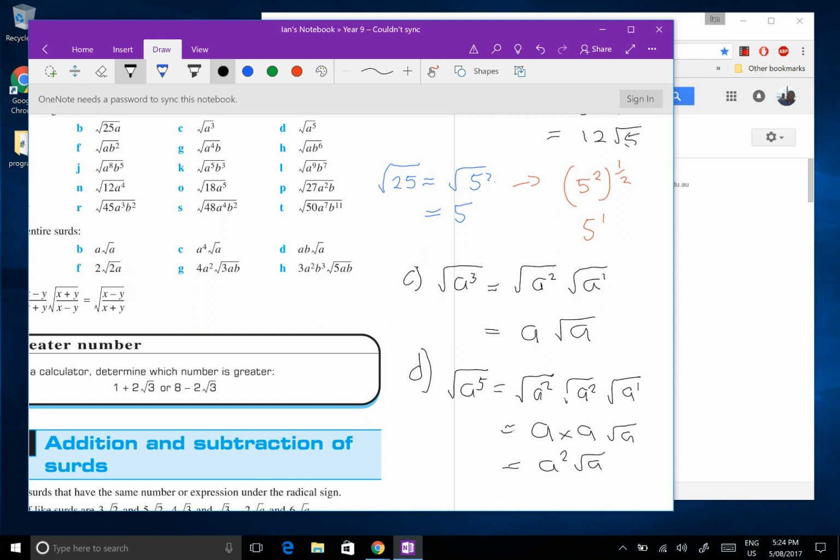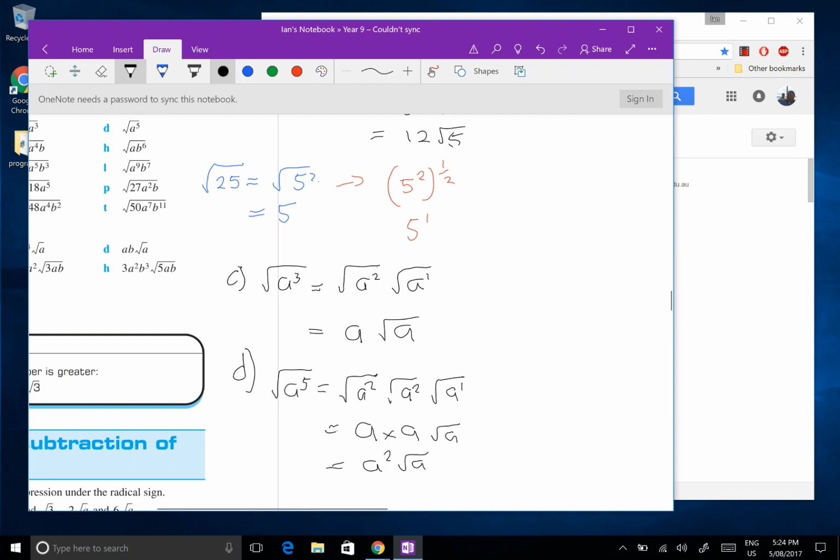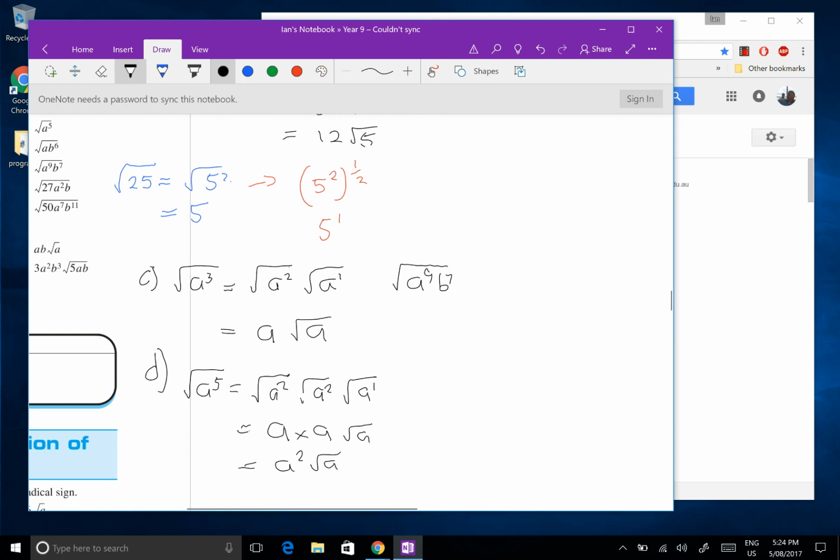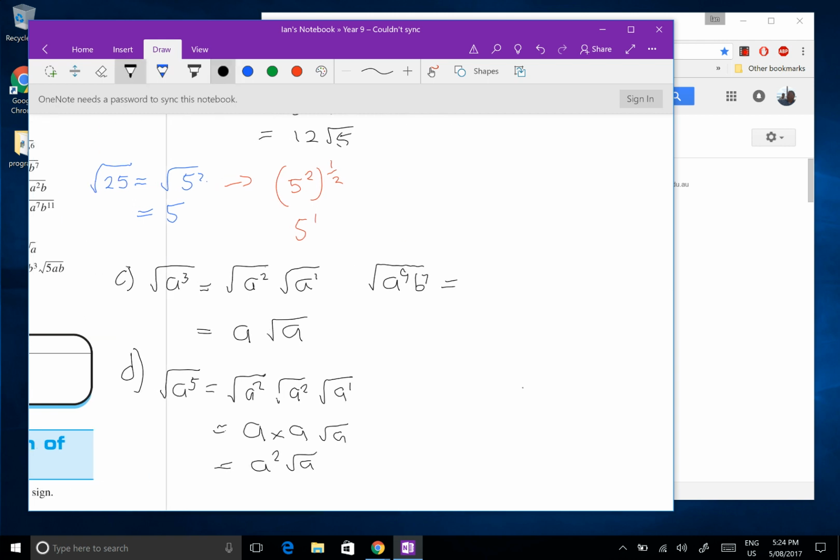So some of these are getting a bit difficult. I'm going to let you do some of these. So I'm going to do 2 more. I'll do it from the last column. I'll do L, which is root a to the 9, b to the 7. So that's root a to the 9 times root b to the 7.